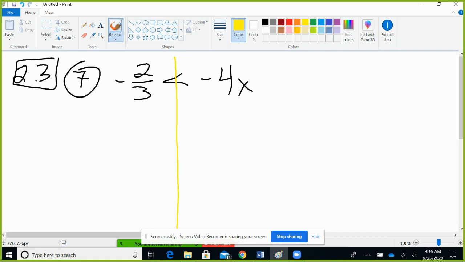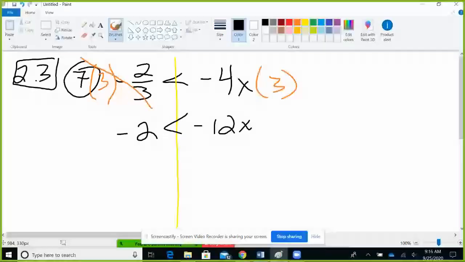Okay. Oh, okay. So that could work. Then I'm going to show you 2 different ways. That would actually get rid of your fraction, which makes it easier. Multiply by 3, multiply by 3. So what we're actually going to end up doing is going kind of back and forth. So we have negative 2 is less than negative 12x. And then what do you do?